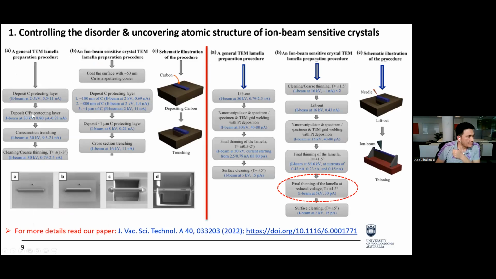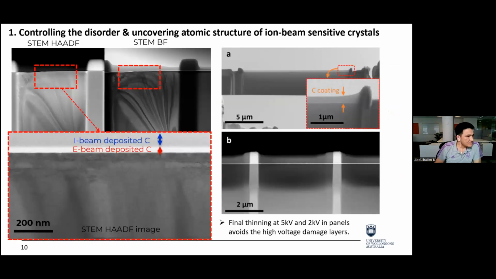Here I just showed the comparison with this conventional method, which is quite useful for most materials, but this general method is not really suitable for very thin films or very ion-beam sensitive crystals. So the method I developed is a really reliable method for fabricating high quality lamella for STEM characterization. You can check out the details if you're interested in this work.